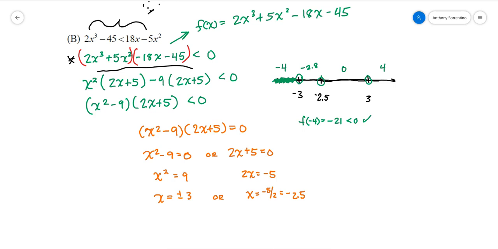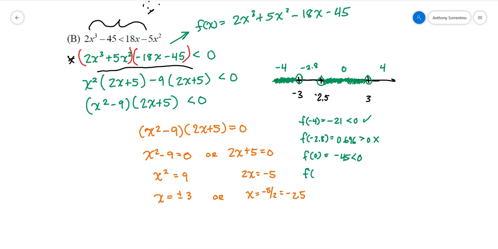I do the same thing for negative 2.8. I get 0.696, which is greater than 0. So that's not going to be one of my answers here. Again, if I look at f of x, I put 0 in. That means all the things with x's become zeros. F of 0 is negative 45, which is less than 0. And so that's what I want. 0 works, which means anything between negative 2.5 and 3 is going to work.